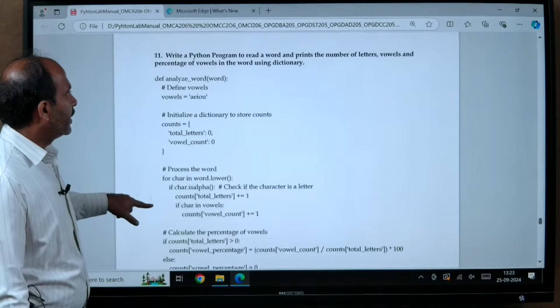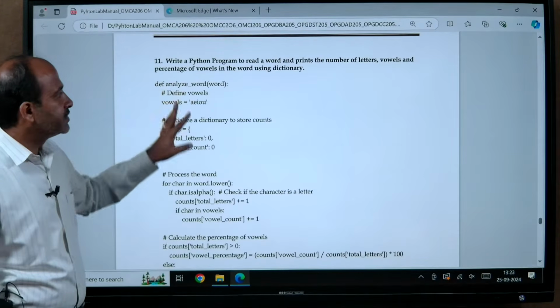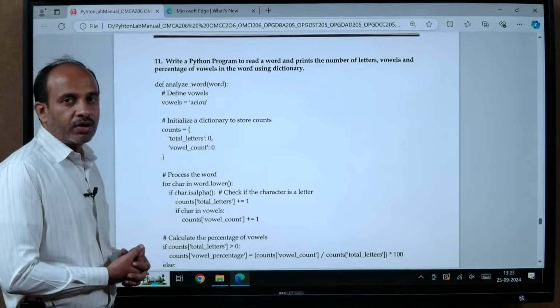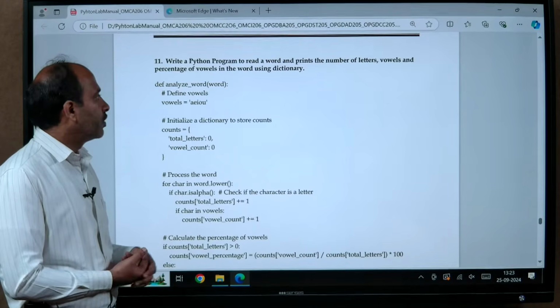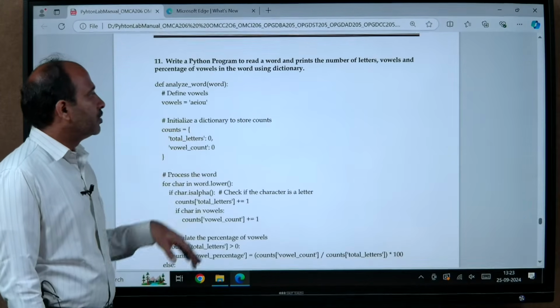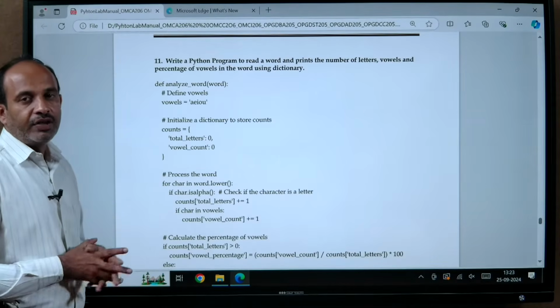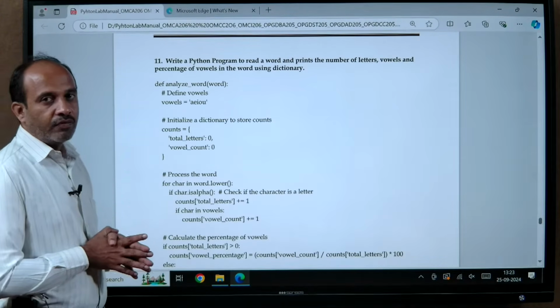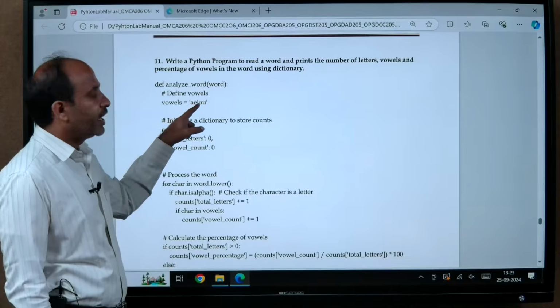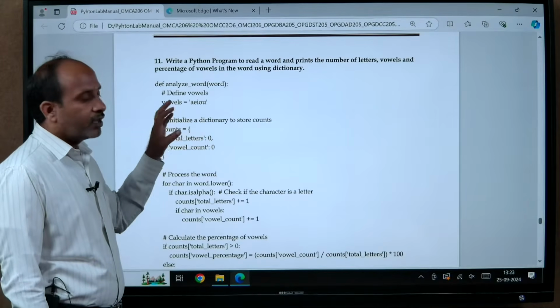We have defined a method called def analyze the word. The input is your input word, whatever string you have given. First we need to identify what the vowels are. So, for that, vowels is equal to A, E, I, O, U. Here I have taken only the lowercase.